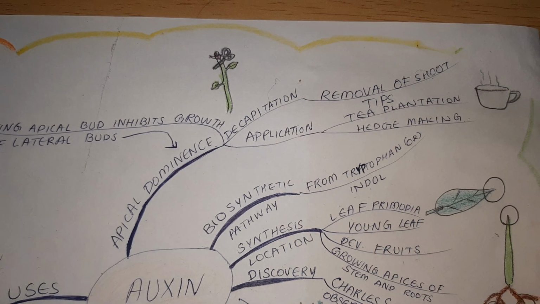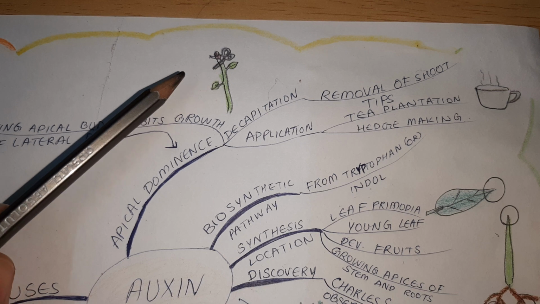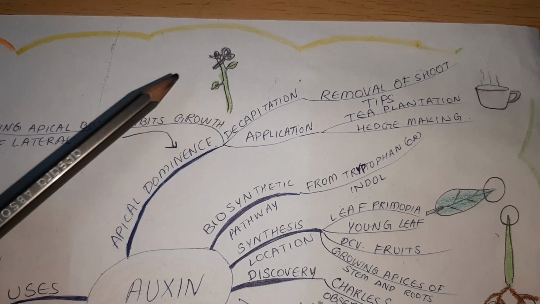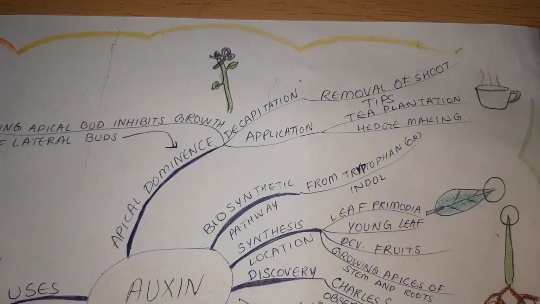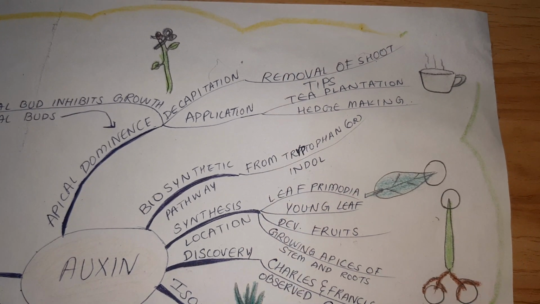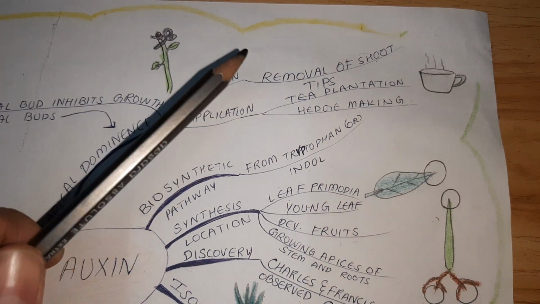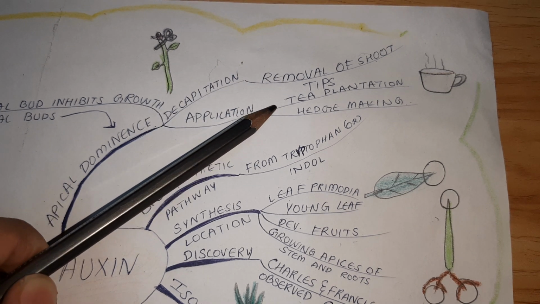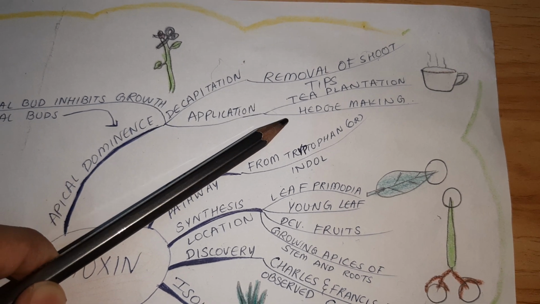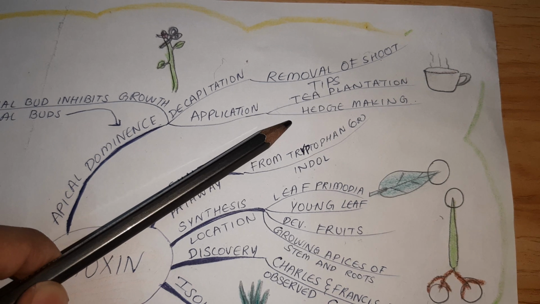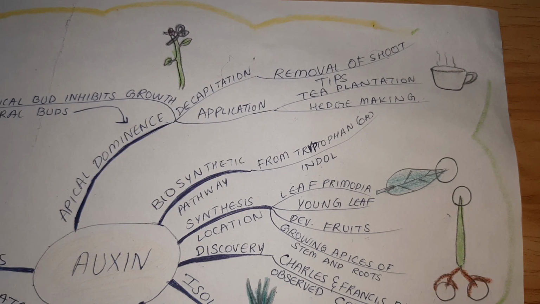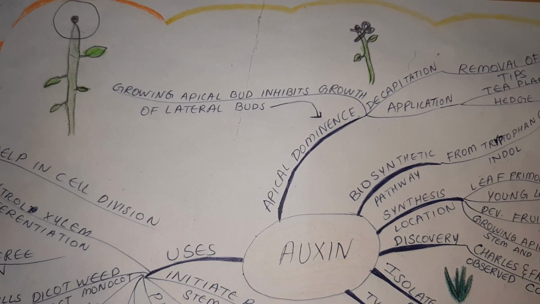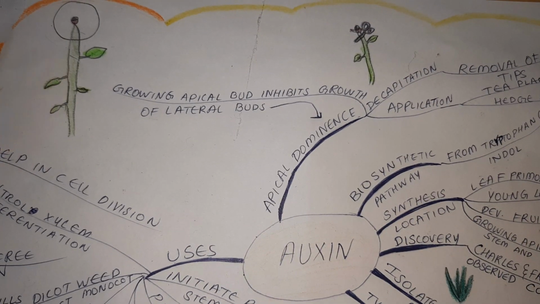Decapitation means removing of shoot tips. If we cut out this tip, then you will help the lateral buds to grow. That is known as decapitation. Application. The application is seen in tree plantation. You can see that tree plants are short in height, and this is also seen in hedge making. Decapitation is done and apical dominance is stopped. Apical dominance also happens due to the auxin growth only.